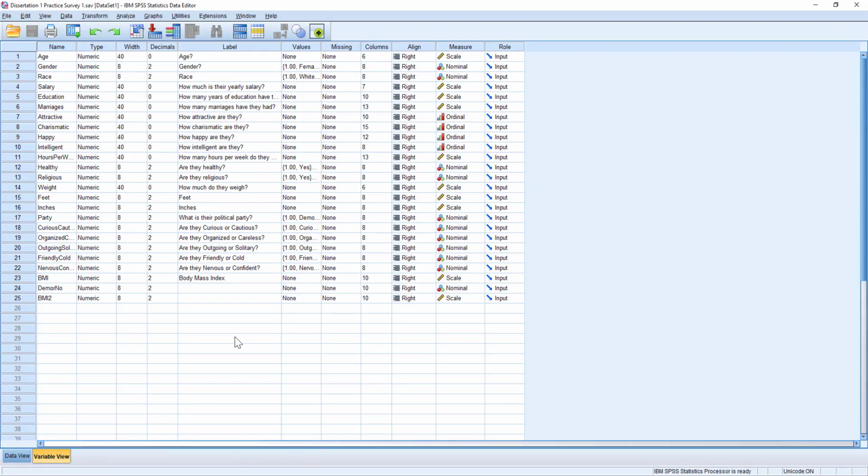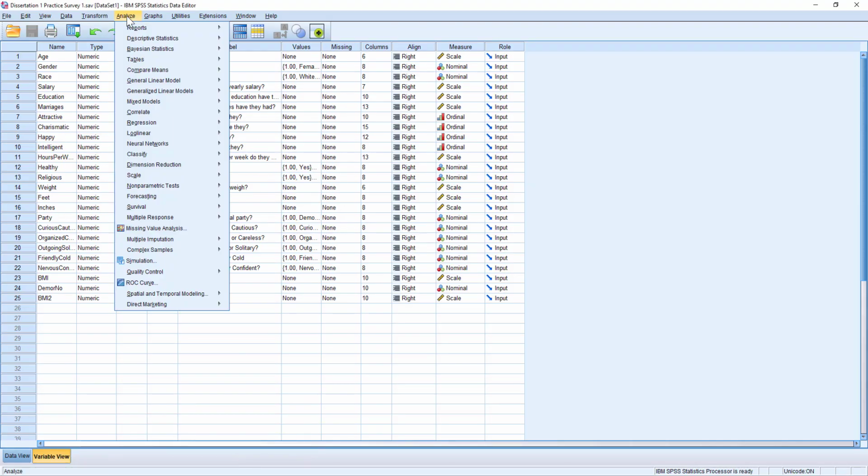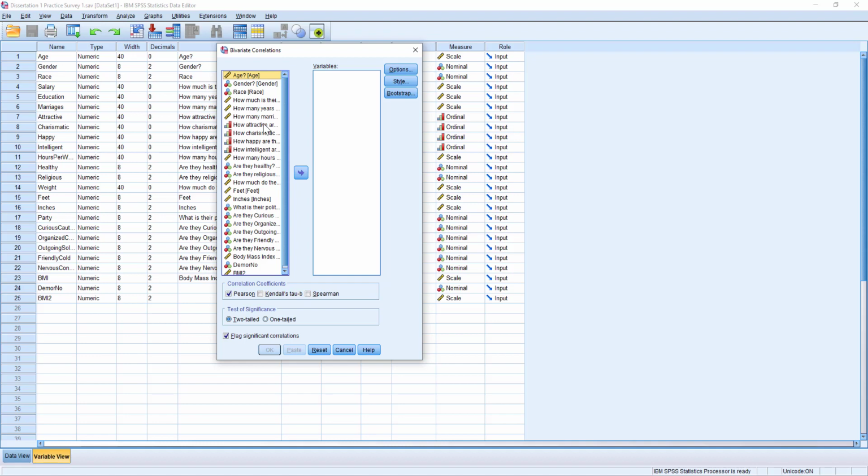So what we do is analyze, correlate, bivariate. Click on that, and then we get attractiveness and happiness into our analysis. And now remember, you unclick Pearson and click Spearman. Why do you do that? Because these are ordinal variables. If they were scale variables, then we would use Pearson and not Spearman.